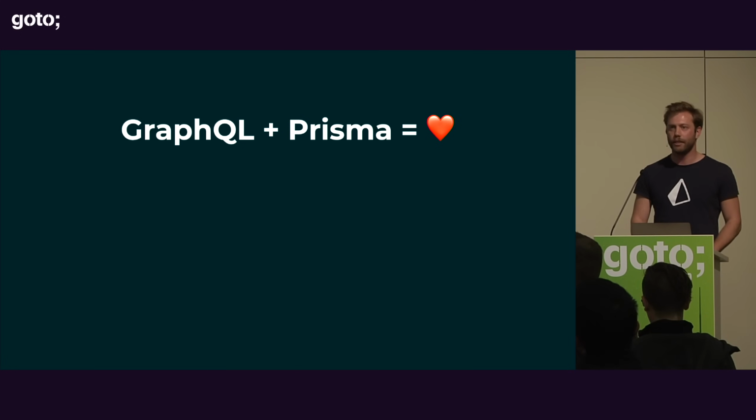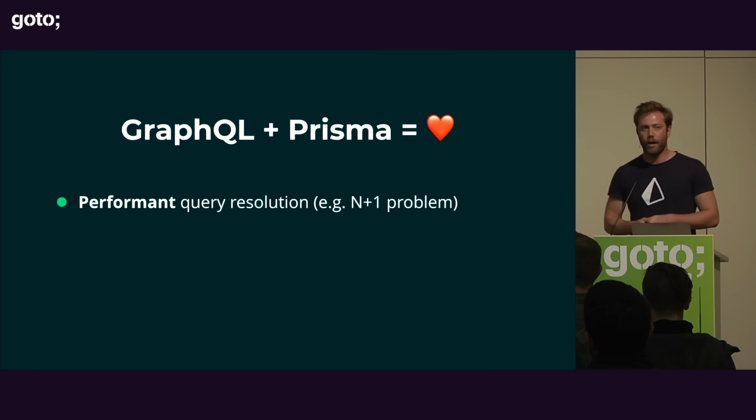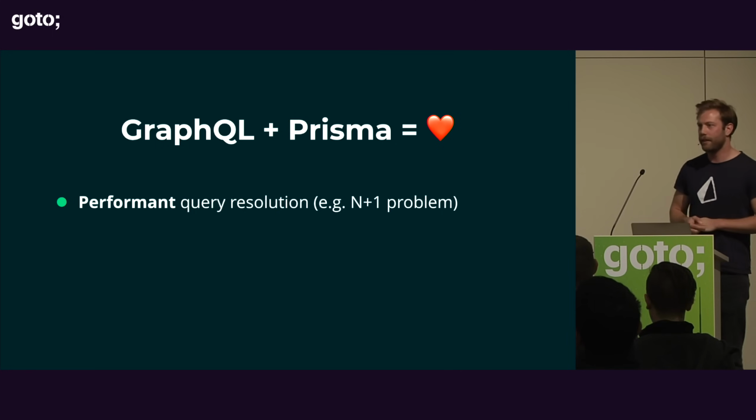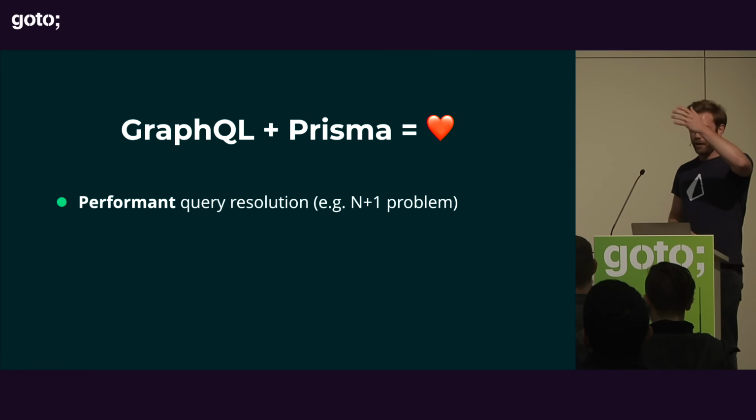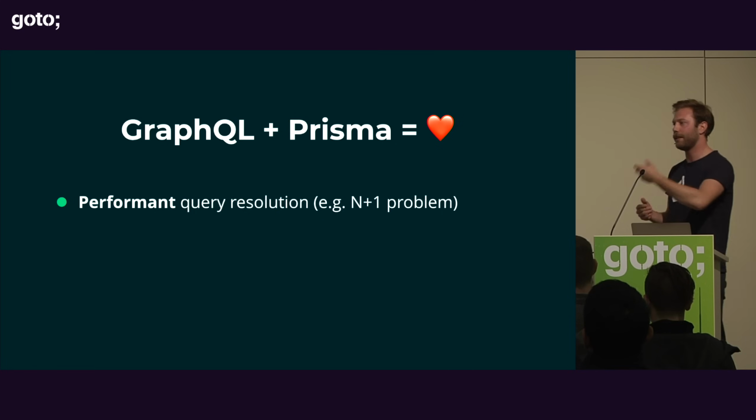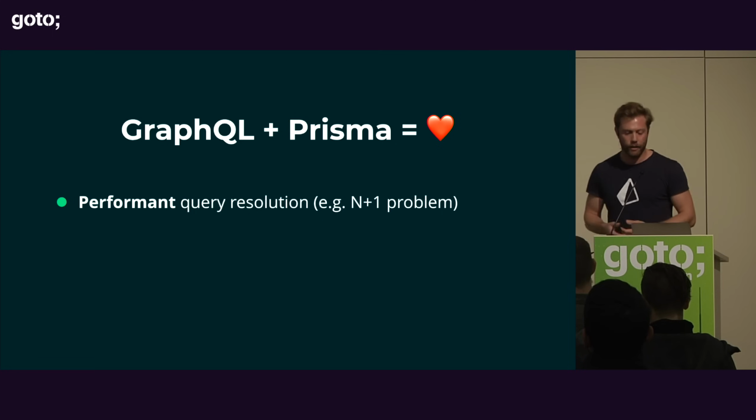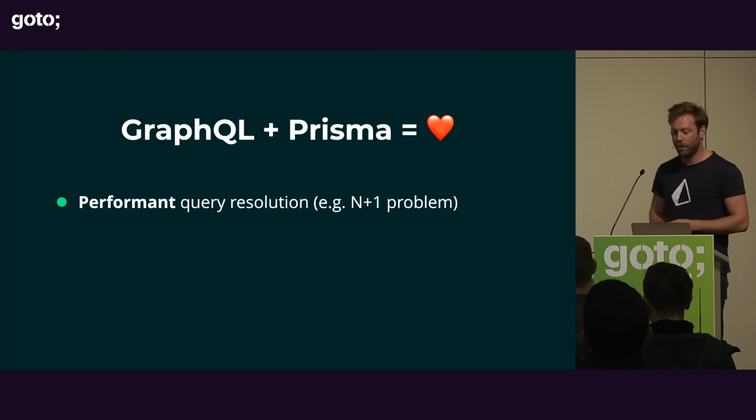Why are GraphQL and Prisma such a great fit? So first of all, with Prisma, you get really performant query resolution. With GraphQL on the server side, you often run into what's called the N+1 problem, which basically means that if you're requesting a particular user and then you want to have all the posts of a user, you first need to make a database request to get information about the user and all the post IDs, and then you need to make more database requests for each post of that user. And that's called the N+1 problem.